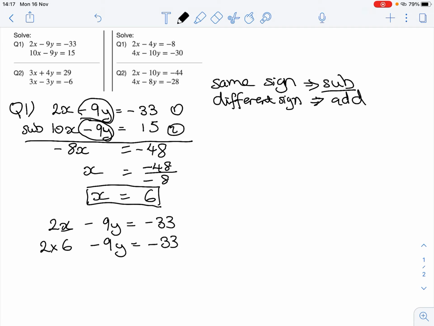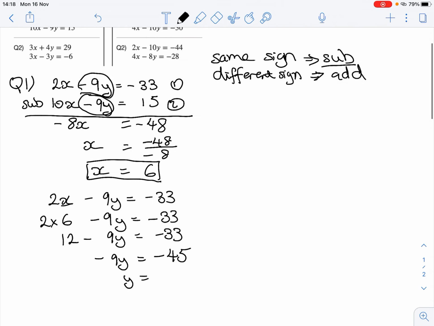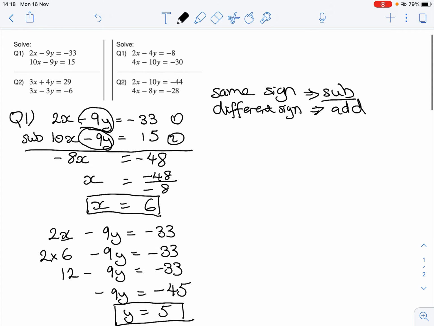minus 33. So 12 minus 9y equals minus 33. And we have minus 9y equals, so subtract 12 from both sides of the equation, we get minus 45. And then we divide by minus 9 on both sides of the equation, we get 5. So the two values are x equals 6 and y equals 5.